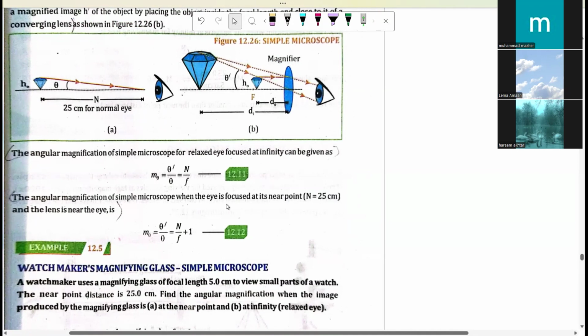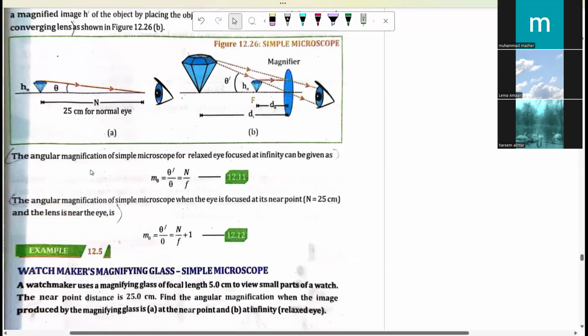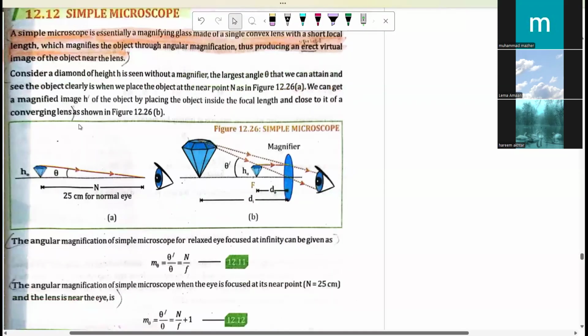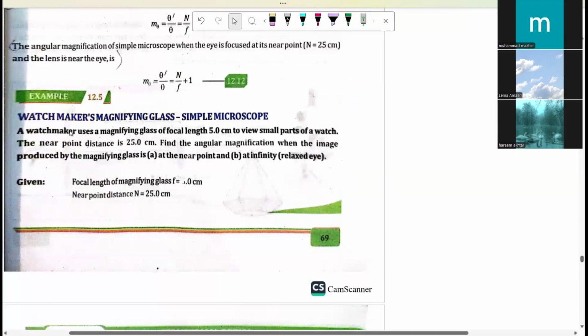And the angular magnification of the microscope, when the eye is focused at its near point, which is 25 centimeter, the magnifying power is equal to n over f plus 1. We add the near point value to it, and further on there is nothing else inside it.